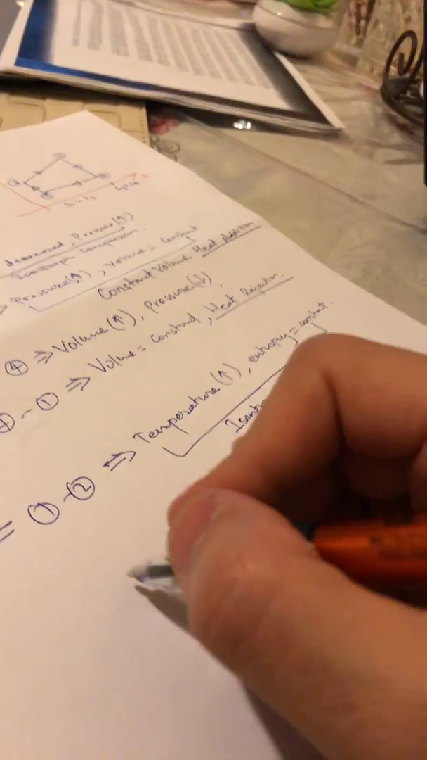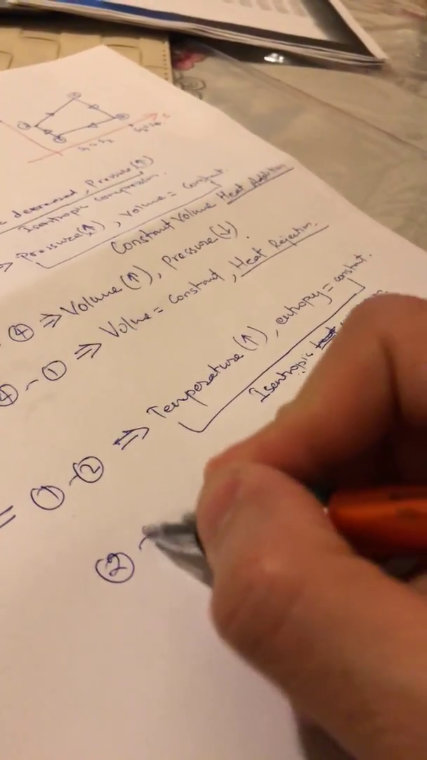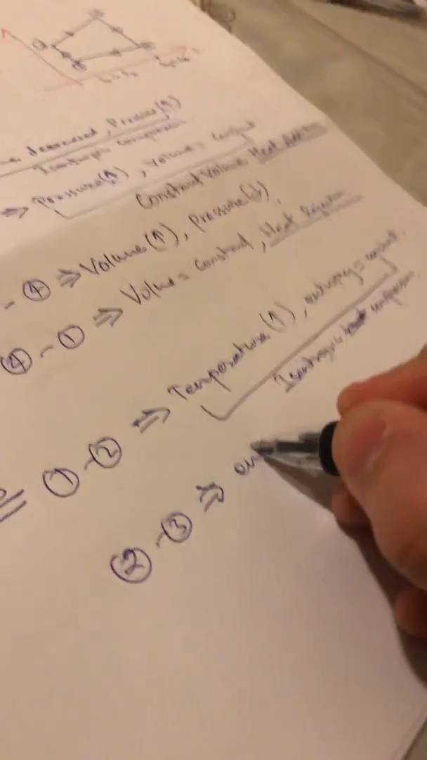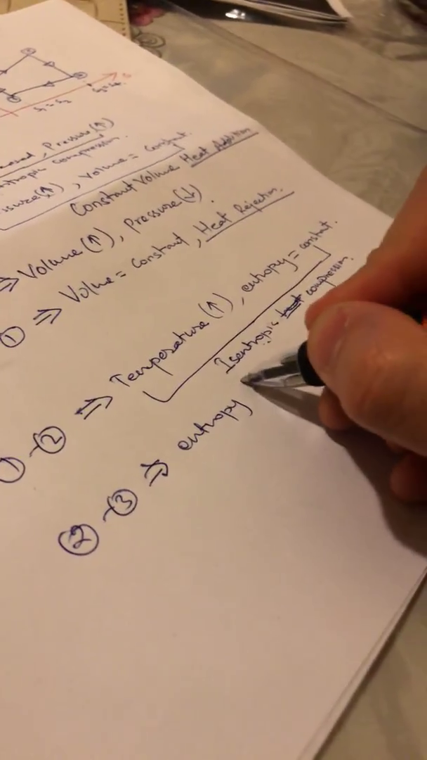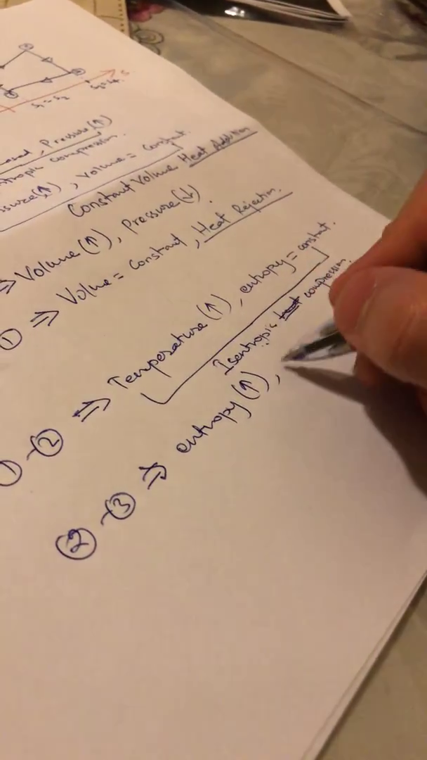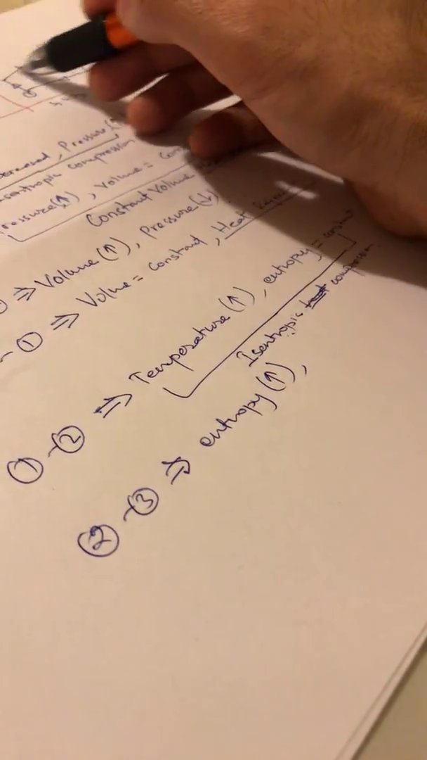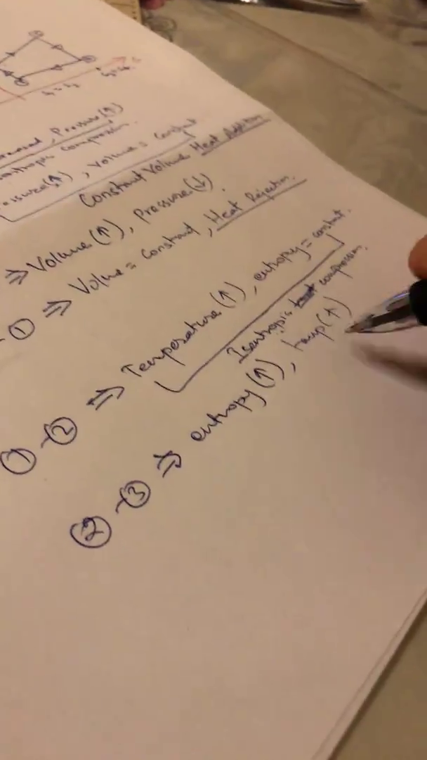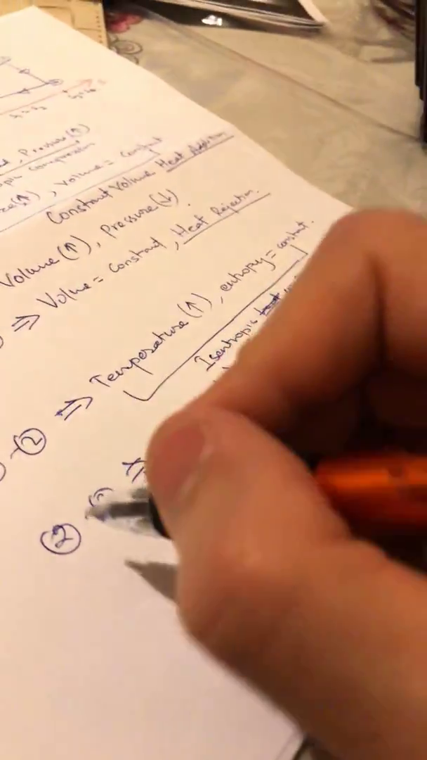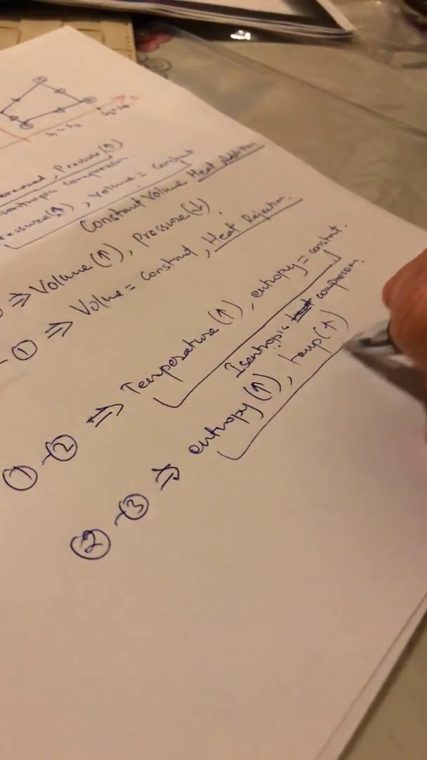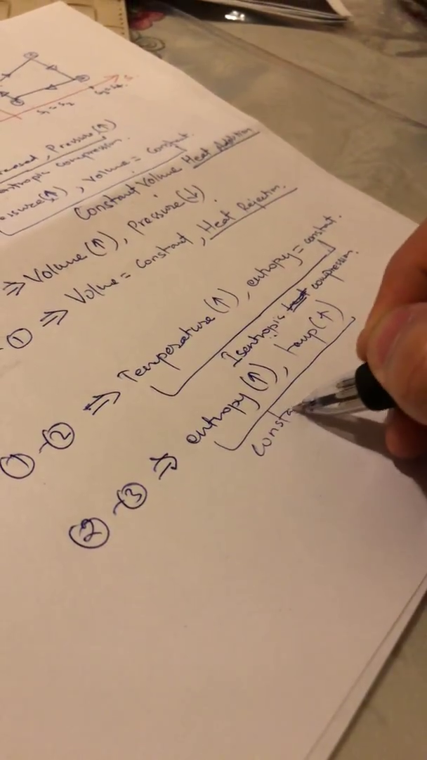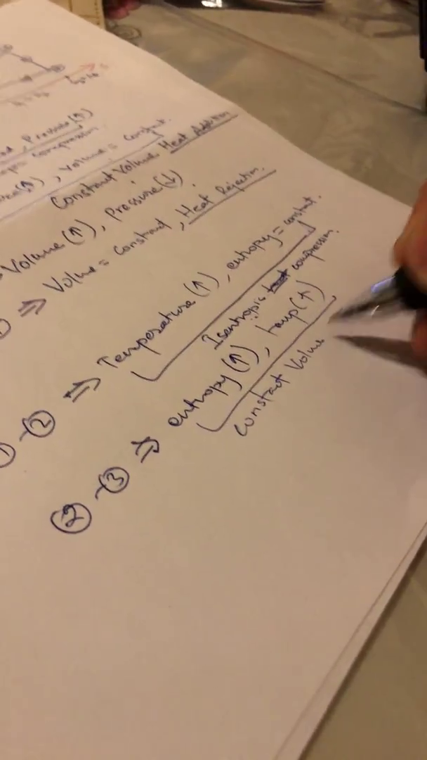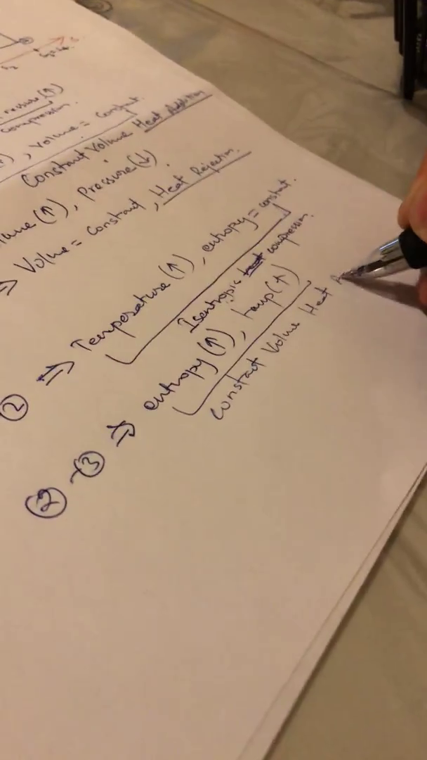Right, so let's go to 2 to 3. The entropy increases and temperature also increases, and this is the same as the process 2 to 3. This is called constant volume heat addition.